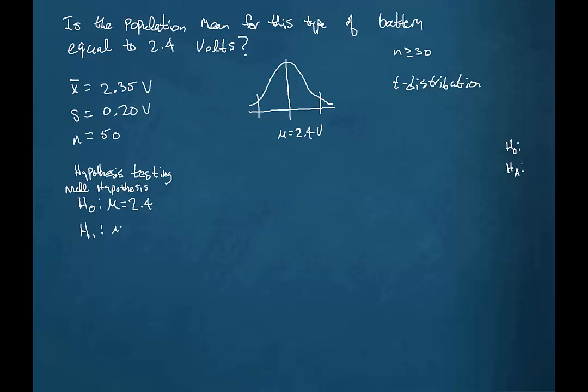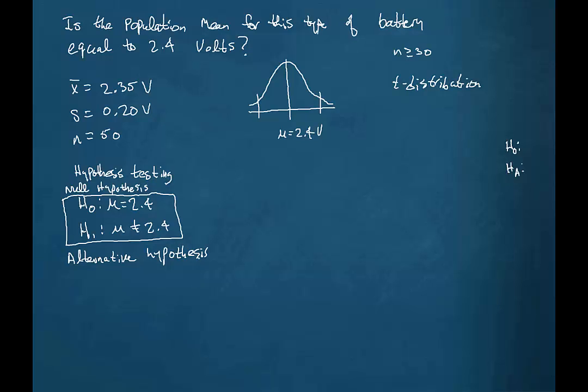And what is that alternative? If we reject this assumption that the mean is equal to 2.4 volts, then the only thing left for us to conclude is that the mean is not 2.4 volts. Way up here to the right or way down here to the left in these unlikely areas would cause us to reject that the mean is equal to 2.4 and conclude that it's not equal to 2.4. So our hypothesis testing process starts with these hypotheses, the null hypothesis and the alternative hypothesis.